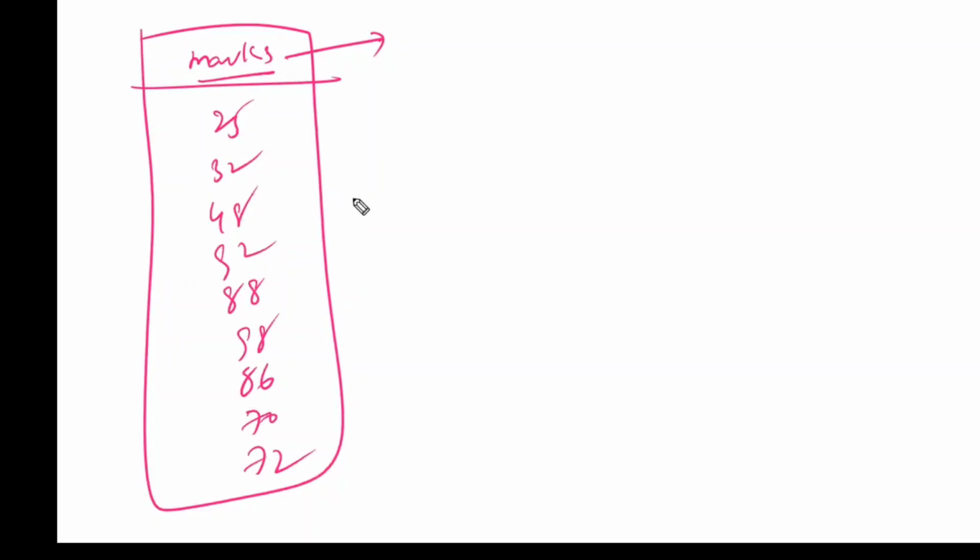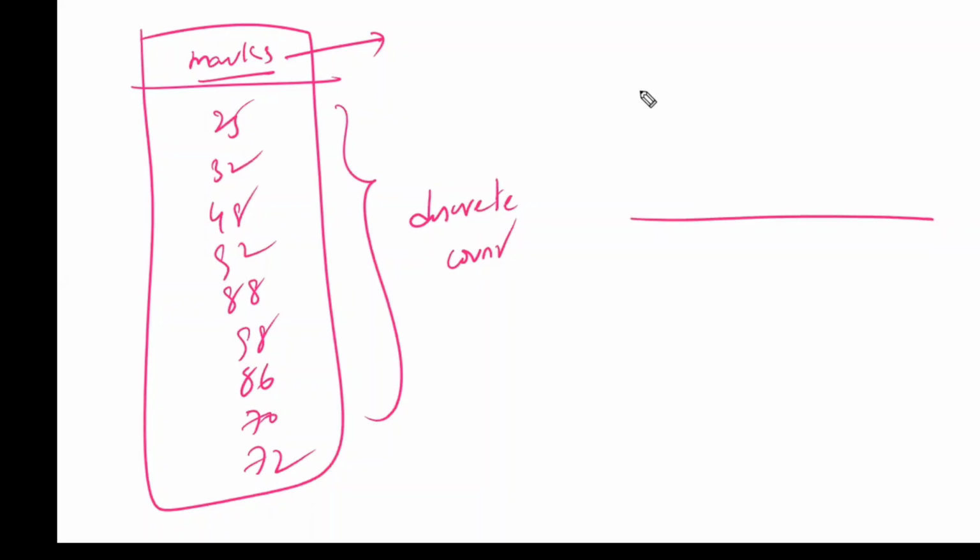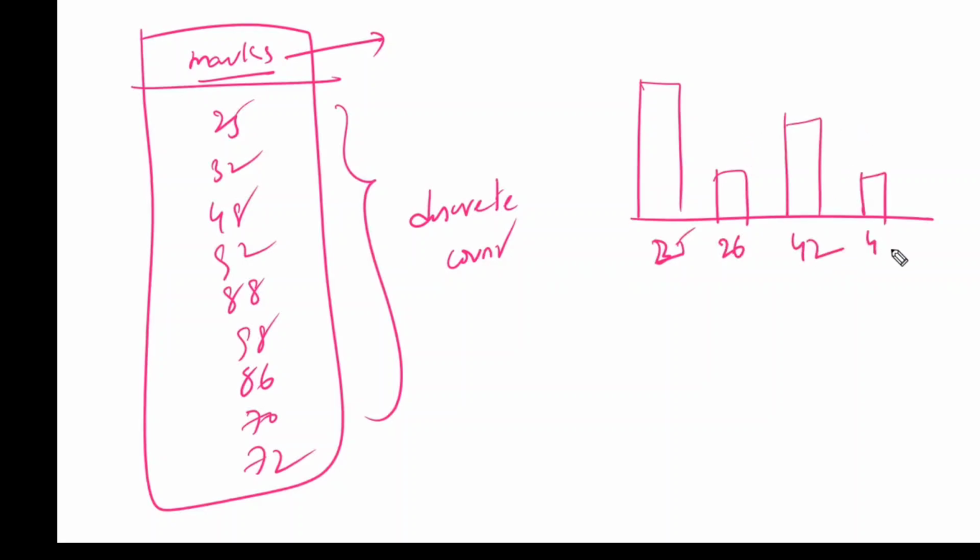The second option: assume this is discrete data, a discrete count. Since it does not have any decimal values, assume this is a discrete count. If it is a discrete count, for each category you take a separate bar. For 25 marks, one bar. How many students have exactly 25? How many have exactly 26? How many have exactly 42, 43, 44? For each number, you see the count of students for that mark.